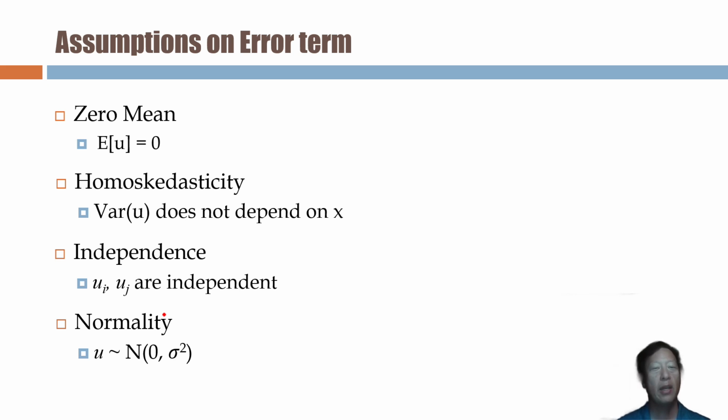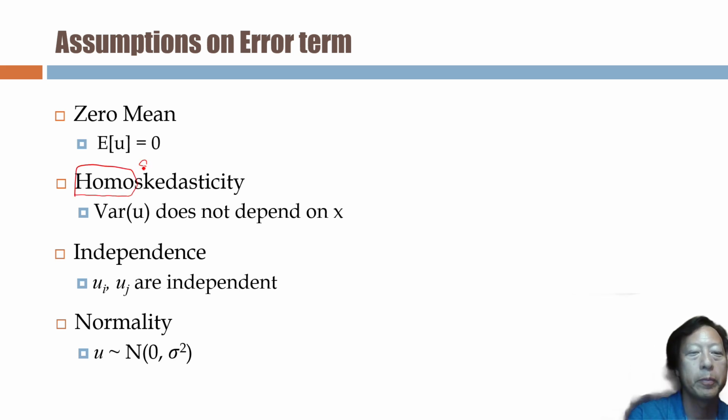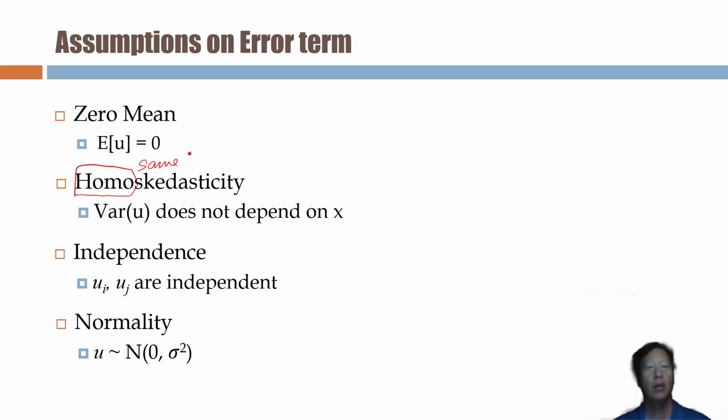And homoscedasticity, this is really hard to pronounce. This means the variance does not depend on x. So the variance of the error is the same everywhere on x. Small x, large x, the variance of u is the same. Here the homo means it's the same, right? So it's not changed by x. When x is greater, the variance of u is not getting bigger or smaller.